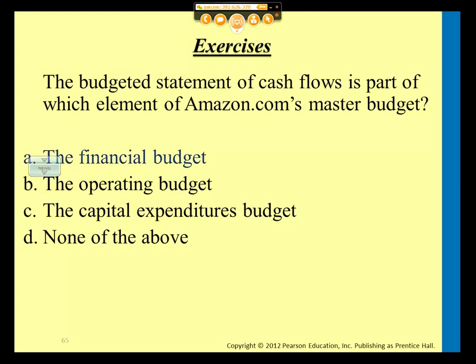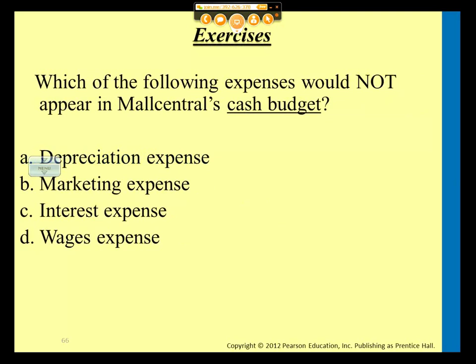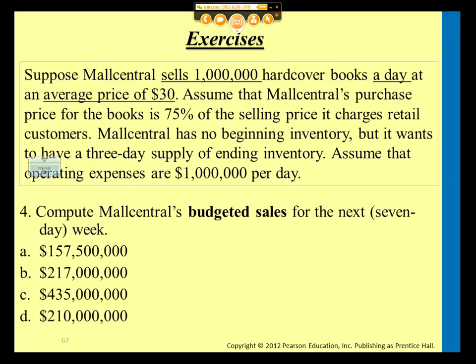Financial. Good job. It is a part of our financial budget. So which of the following expenses would not appear in Mall Central's cash budget? Is it depreciation? Why depreciation? Good job. Okay, so let's try this exercise.